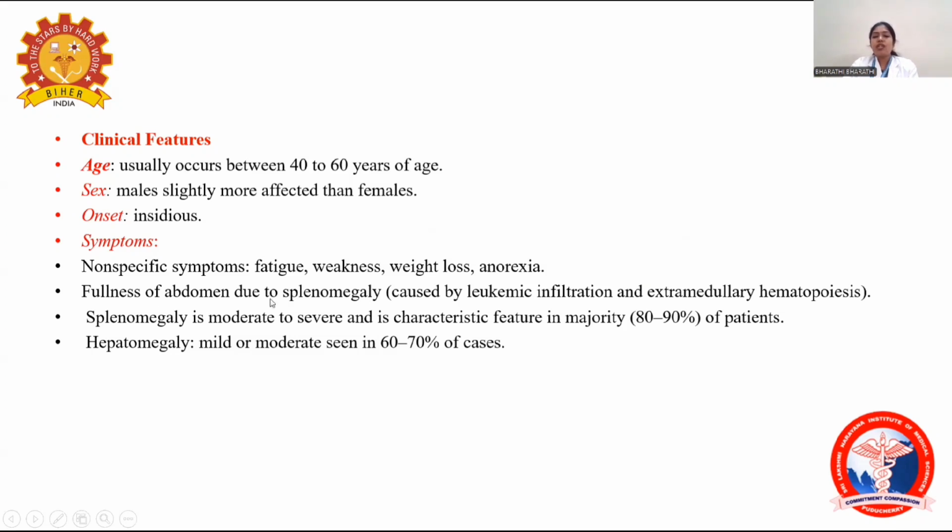Okay. So the patient will have splenomegaly, which is caused mainly by leukemic infiltration and extramedullary hematopoiesis. Splenomegaly is moderate to severe and is a characteristic feature in the majority of patients. And the patient will also present to you with hepatomegaly. Hepatomegaly may be mild or moderate, which is seen in 60 to 70% of the cases.